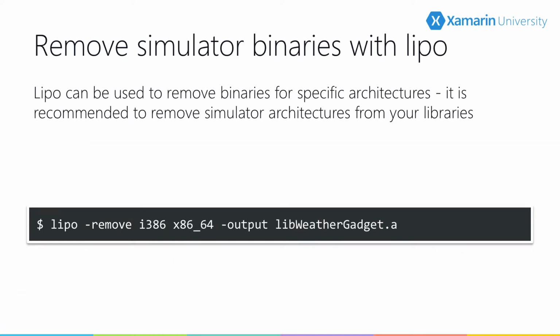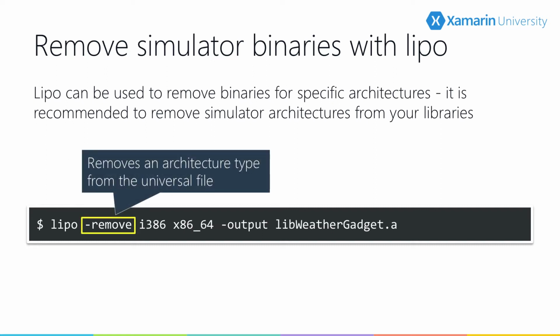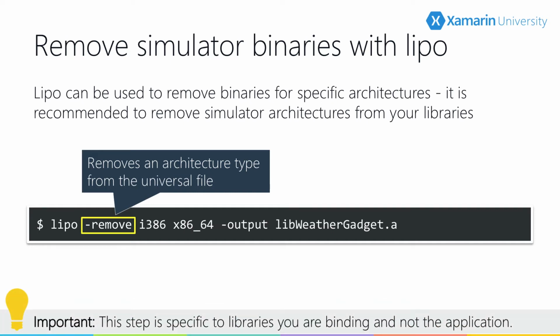Lipo also allows you to strip binaries from the combined file. When submitting applications to the App Store, you do not want to include unnecessary library architecture types. This example shows you how you would be able to strip i386 and x86-64 simulator binaries from your overall library. One thing to keep in mind is that this process is purely for management of the unmanaged code libraries. This step does not replace the monolinker functionality. You will still need to run that on your overall application to reduce the overall application size before submitting it to the App Store.